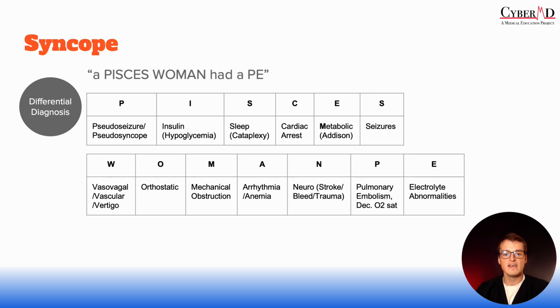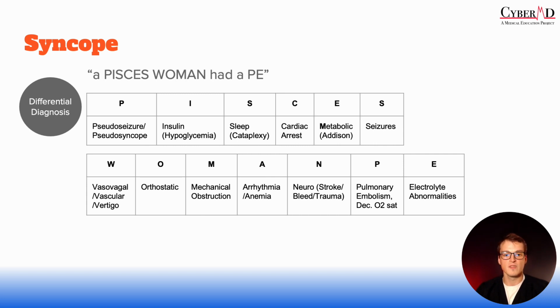For the I in Pisces, that's to remind us of insulin and hypoglycemia, because low blood sugar can actually lead to an altered level of consciousness, which can mimic syncope. And those symptoms can include confusion and sweating, palpitations. So you take a blood glucose measurement to rule this out, and then if they are hypoglycemic, you can give them glucose.